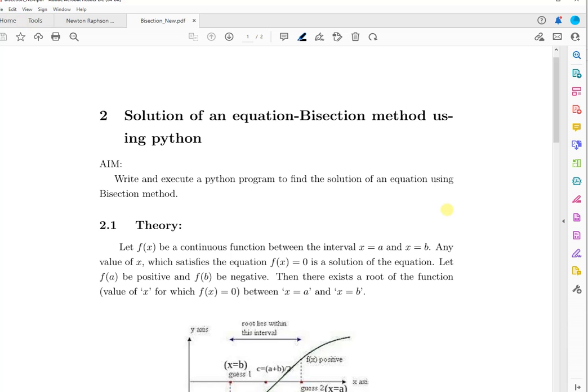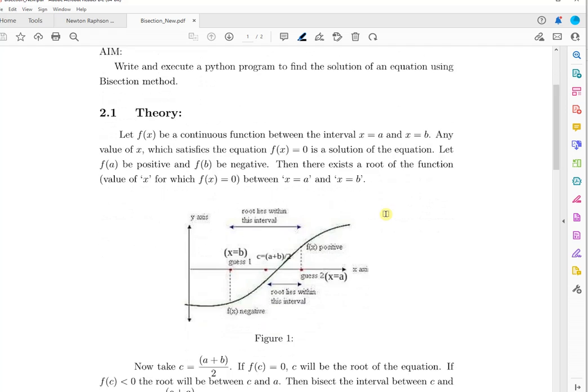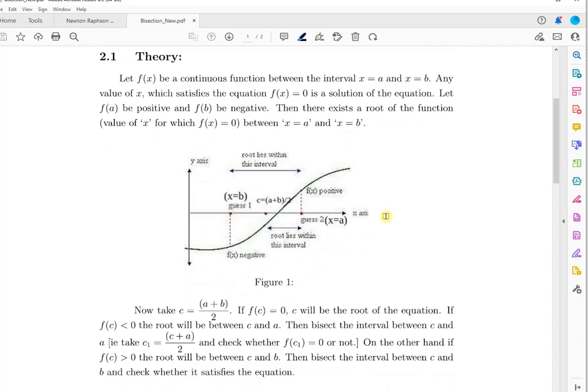So hello, today we will discuss the Python program to find the solution of an equation using the bisection method. We have discussed the bisection method in previous classes. Suppose we have an equation, and this is the plot of that equation. The equation is, say, y is equal to f of x.